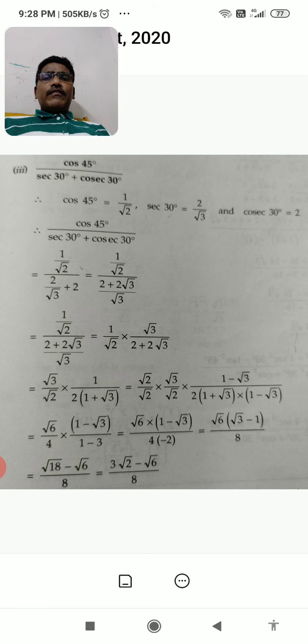So the numerator is 1 by root 2. In the denominator you are going to take the LCM, so that LCM is root 3. So it becomes 2 plus root 3 upon root 3. Okay, now you see that the denominator comes up and it becomes inverse. So directly go to the third step. Clear to you? It is 1 by root 2 into root 3 upon 2 plus root 3, in the second step it is clearly equal to.